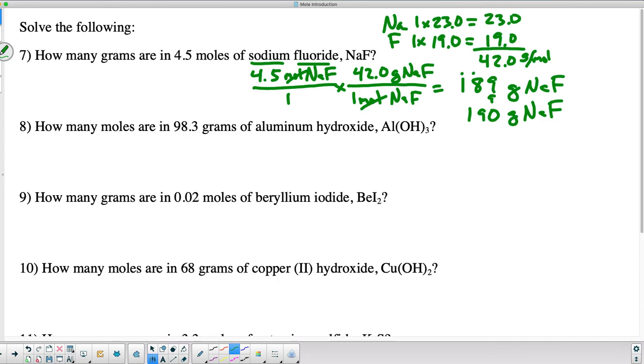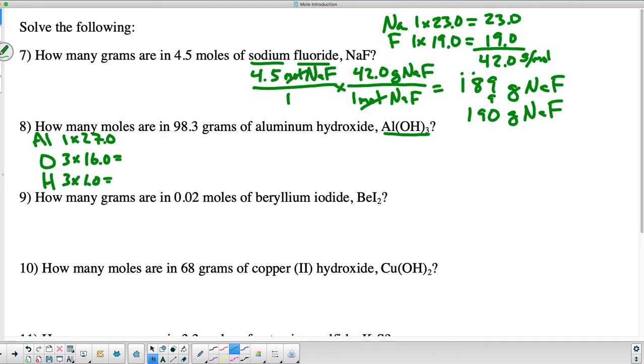Now we got another problem just like this. This is aluminum hydroxide. So aluminum is Al, hydroxide is O and H. If you notice, I have 1, I have 3, and 3. Those are the subscripts for the formula Al(OH)3. So I multiply by, aluminum is 27.0. Check it out on the periodic table. This one is definitely 16.0, and this one is 1.0.